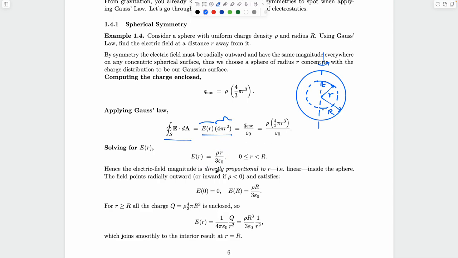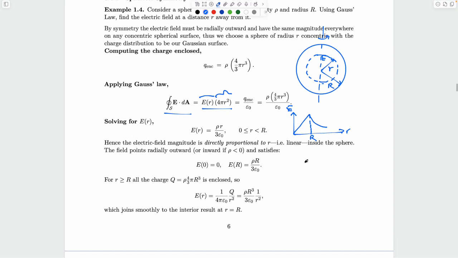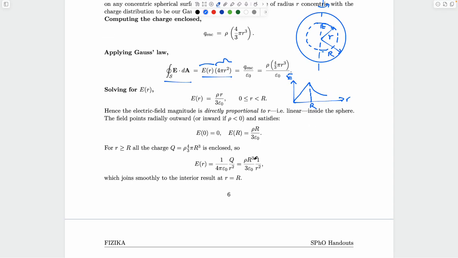And most notably, just like gravitation, the field inside a charged sphere is directly proportional to r. So the field against distance graph looks something like this. It'll go up to some point and then it'll fall off according to 1 over r squared, where this is R. So initially it's linear, then it falls off. And then also note that it smoothly joins at r equals R. So it's a continuous function.